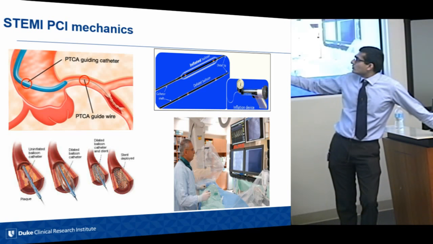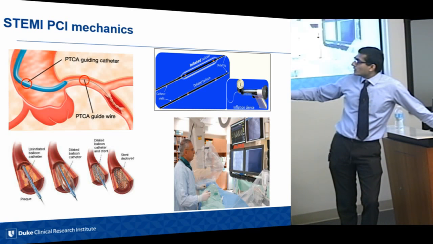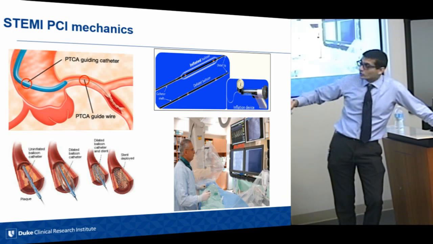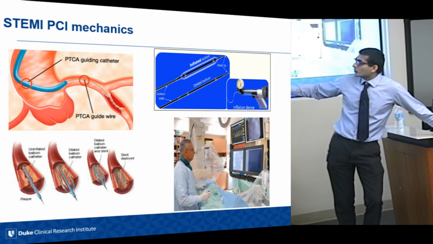We then use a balloon, which has two radio-opaque markers. This is deflated. This is what it looks like when it's inflated. Once the balloon gets across the lesion, we inflate, squish that thrombus, and then deploy a stent, which is essentially crimped on a balloon. And then we take that balloon out, and the stent remains deployed.